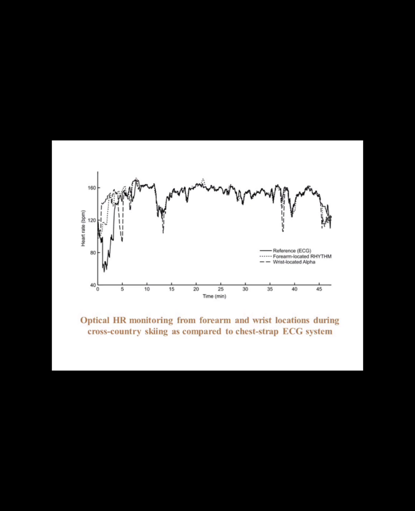Next one is optical heart rate monitoring from forearm and wrist location during cross country skiing as compared to the chest strap ECG system. You can see the reference one. The dark one is the reference, the dotted one is the forearm located Rhythm, and the next one is the wrist located Alpha.